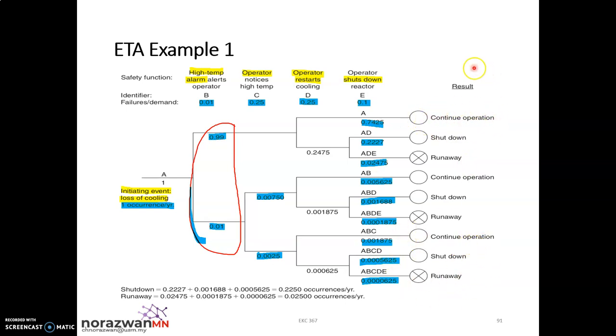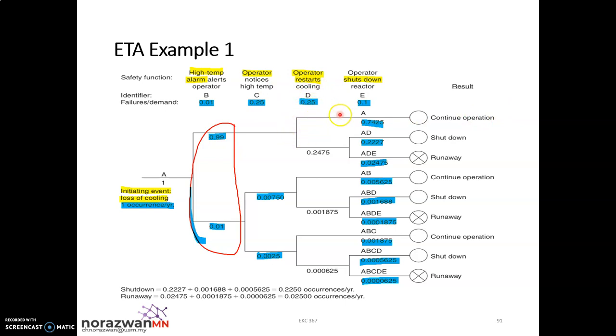As you can see inside this event tree analysis, you can have three different conditions where your process can be continued. The first one is A, which is obvious. In the first step, your high temperature alarm has already functioned. Then your operator also notices. Then you can continue the operation, because the operator already restarted the cooling water.